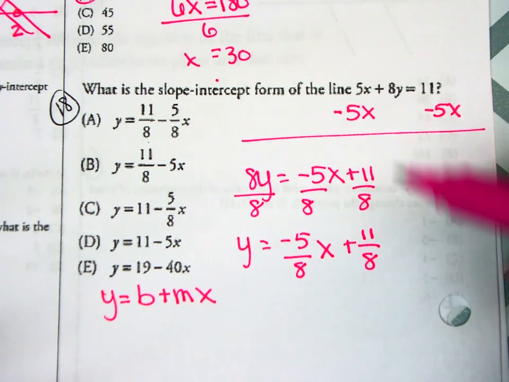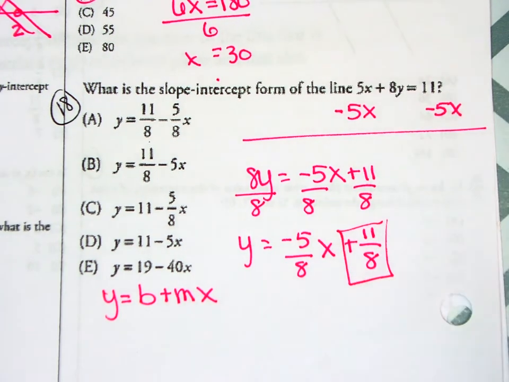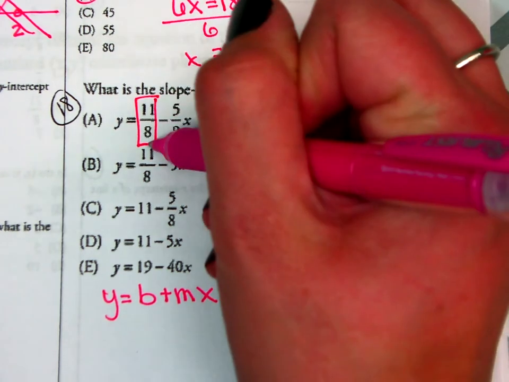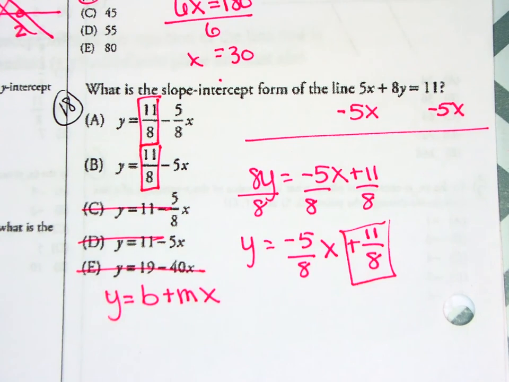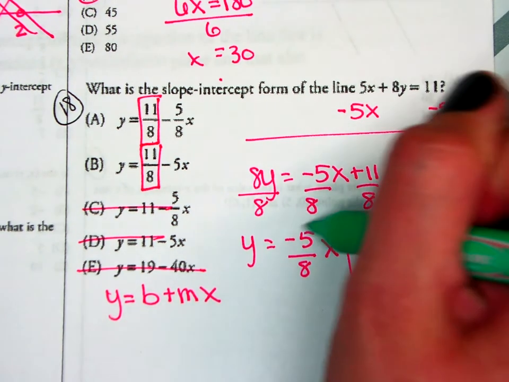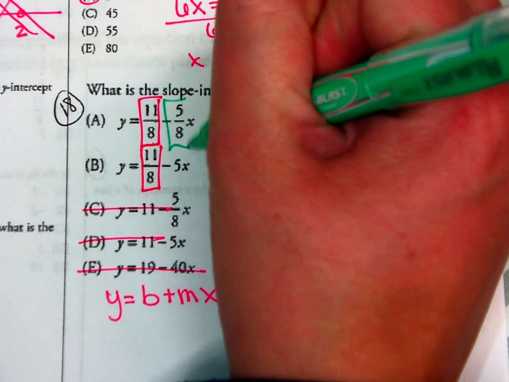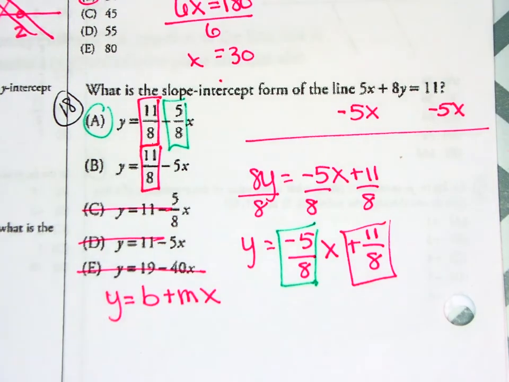So I'm going to start just with the 11/8. 11/8 should be listed first, and it's here and here, which means those are out. And now I'm going to focus on the slope, which is negative 5/8, which is right in here. So the correct answer is A. Make sure when you're doing those kinds of problems that you're focusing on the equation, and just because they change the format doesn't mean that you don't know how to do the problem. Just adjust your equation to match.